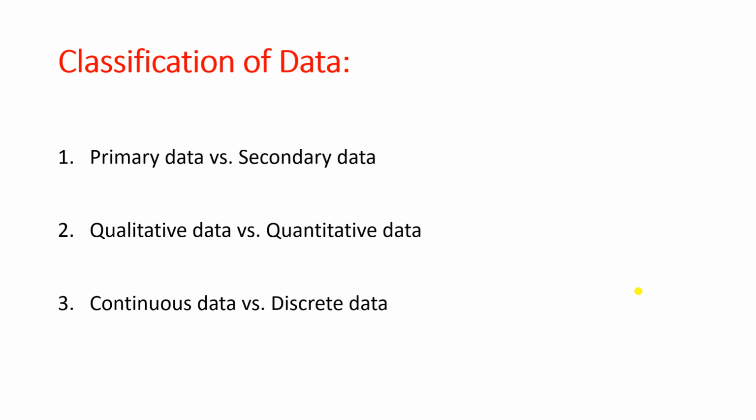Another is continuous data versus discrete data. Mind it, this classification is generally for quantitative data. For any variable, if all the values are possible, then it is continuous data. Otherwise, if all the values are not available or possible, then it is known as discrete data.